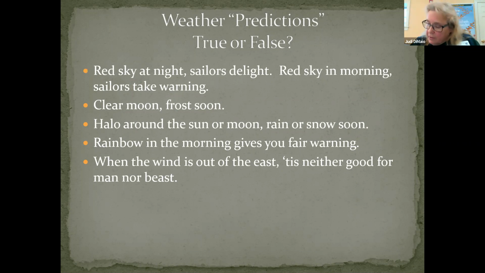Clear moon, frost soon. That's true too. Once there's no clouds, the heat escapes, and if it's cold enough, you'll soon get frost. The picture we saw earlier was halo around the sun or moon, rain or snow soon. Yup, because the halos are cirrus clouds with the ice crystals. And those are actually cirrostratus clouds, and they usually indicate an approaching warm front, which has to do with precipitation.